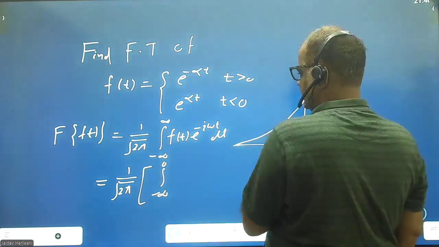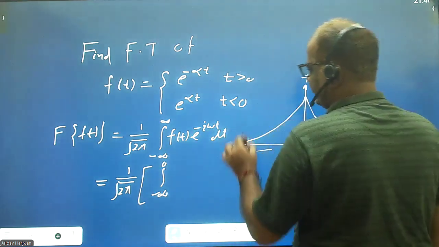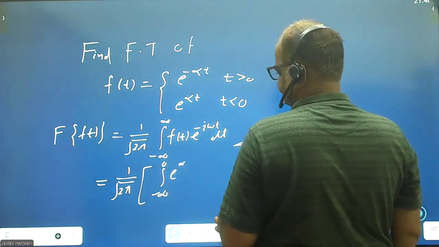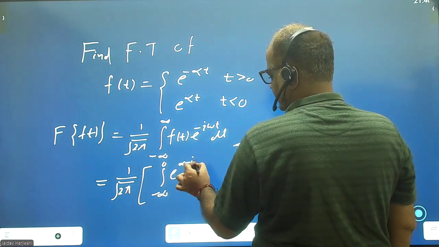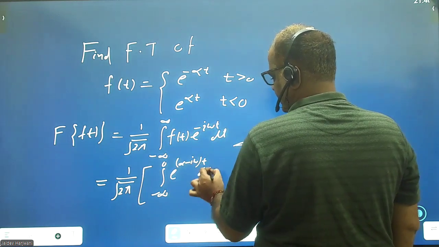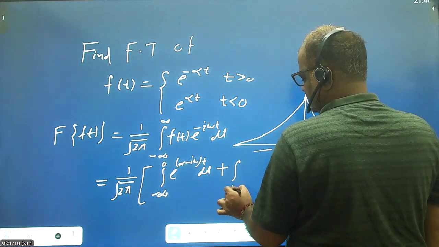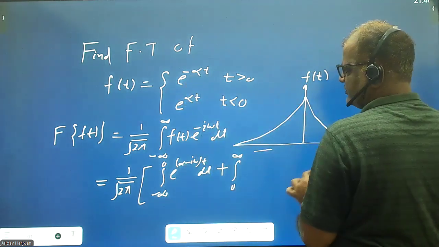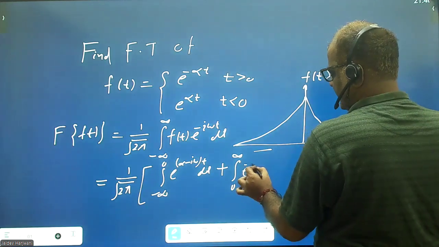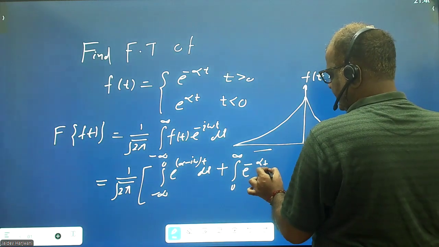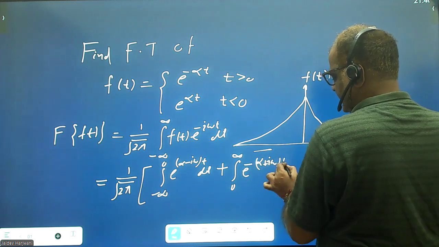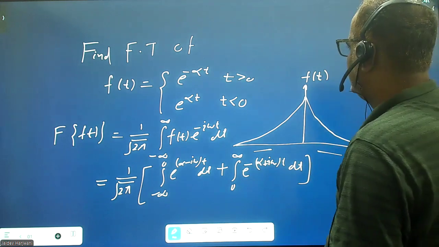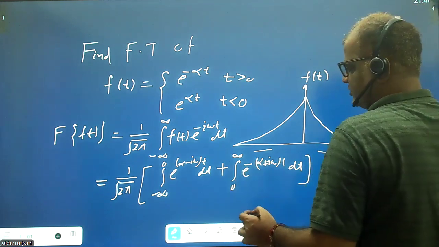That means in the t less than 0 part, the function is e power alpha t. So this becomes e power alpha minus iota omega t dt, and from 0 to infinity the function is e power minus alpha t for the positive side. So this becomes e power minus alpha plus iota omega t dt. Now just integrate this function.